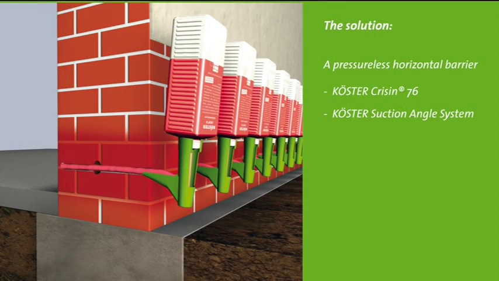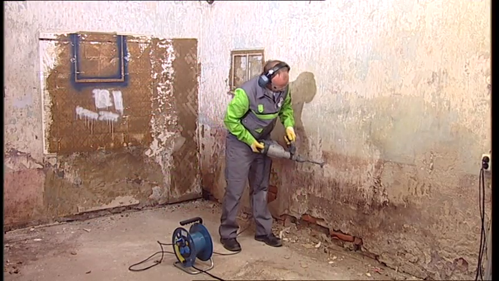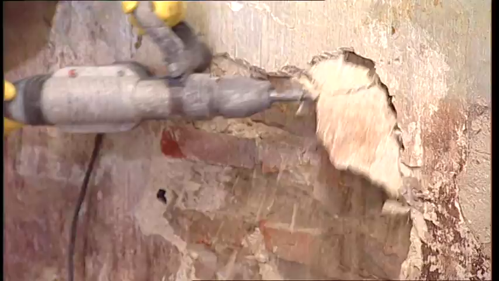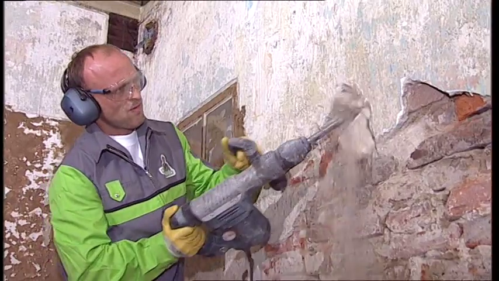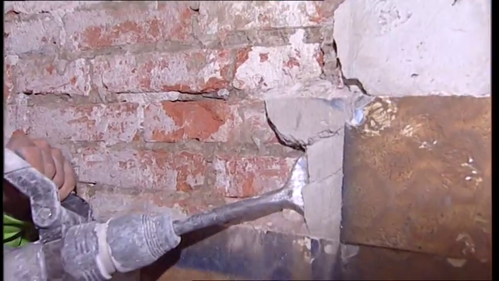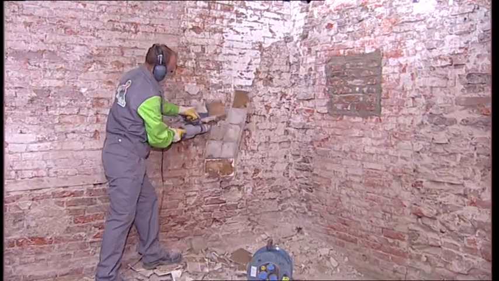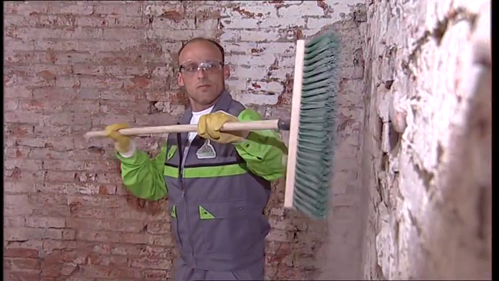The repair of the wall begins with the placement of the horizontal barrier with Koster 76. This method is also suitable for walls with high moisture levels and salt contents. By using the patented suction angle system, the horizontal barrier is reliably placed, even where the wall has voids or cracks. First, the old, salt-damaged plaster is removed and the wall is cleaned of loose particles. Then the horizontal barrier is installed.